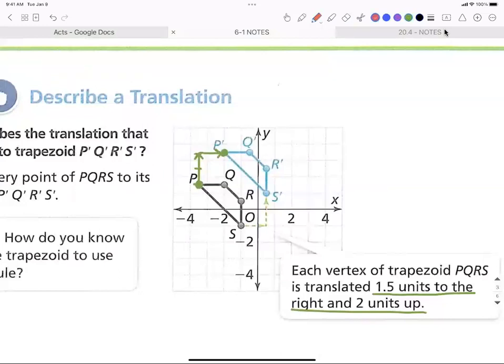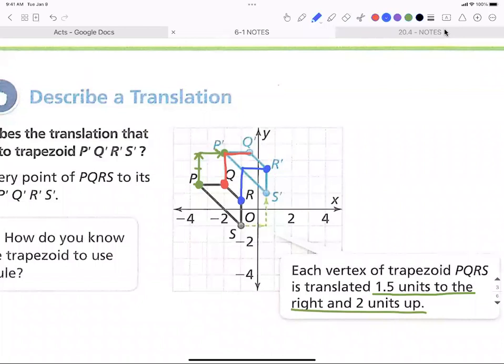Now I'm going to erase all this when I'm done because it makes it a mess, but I'm going to go to my original Q and make sure that to go from Q up to my Q prime, it was the same, and it was, right? It was up 2 and over 1.5. Then I'm going to check R. So I'm going to find my original R.